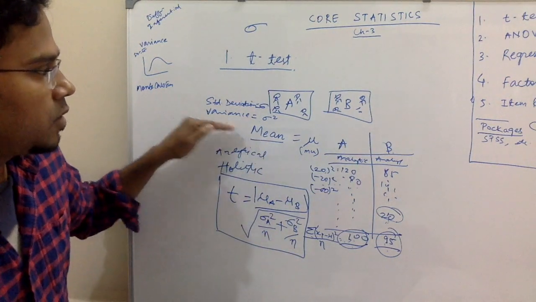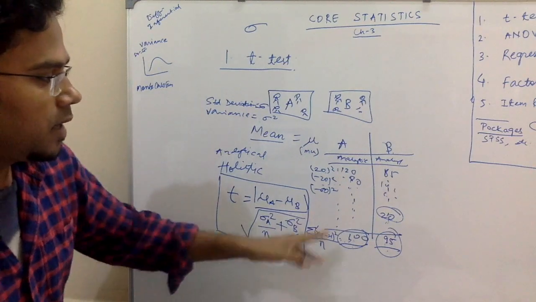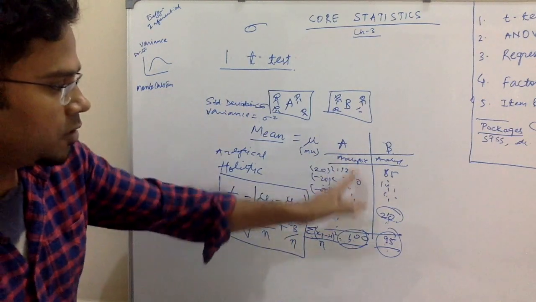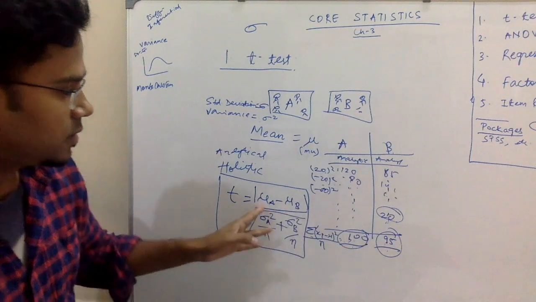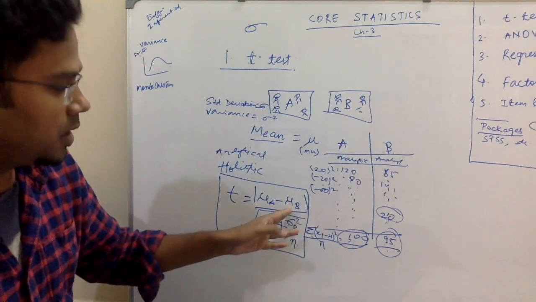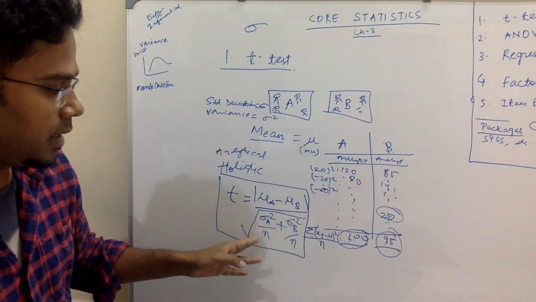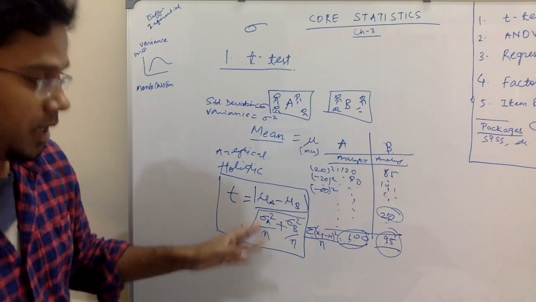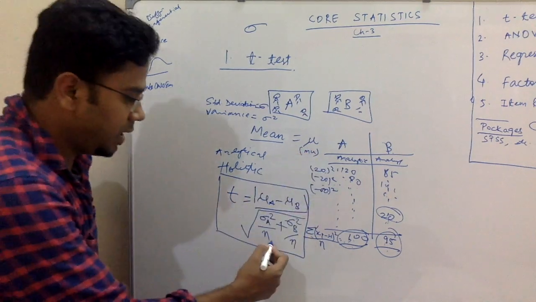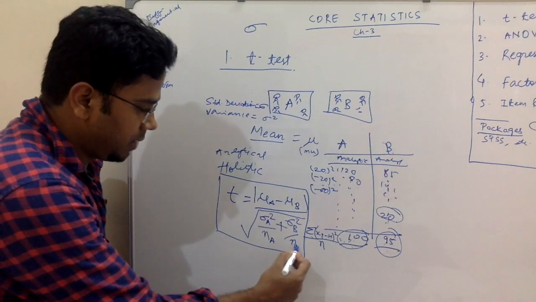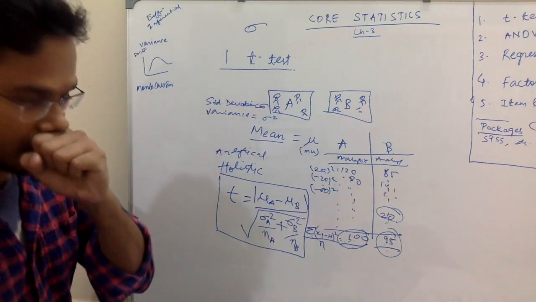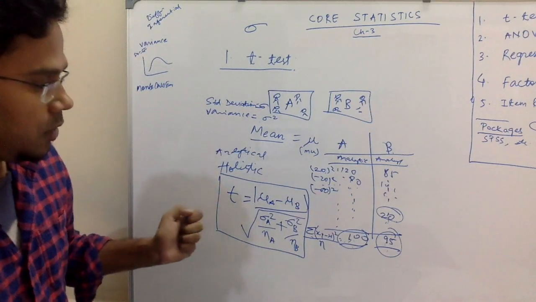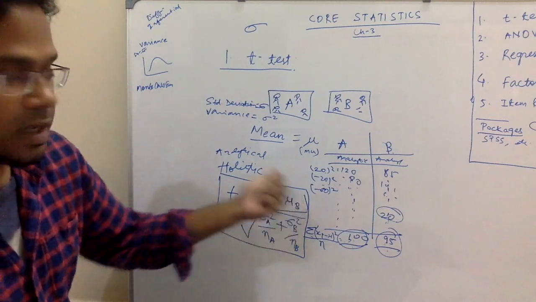So you understood mean, what is standard deviation, what is variance, how did we calculate the mean of each of these data sets. You get the mean of A minus the mean of B divided by the variance of A divided by the number of values in A, and the variance of B divided by the number of values in B. Okay. Now this would be your t value.